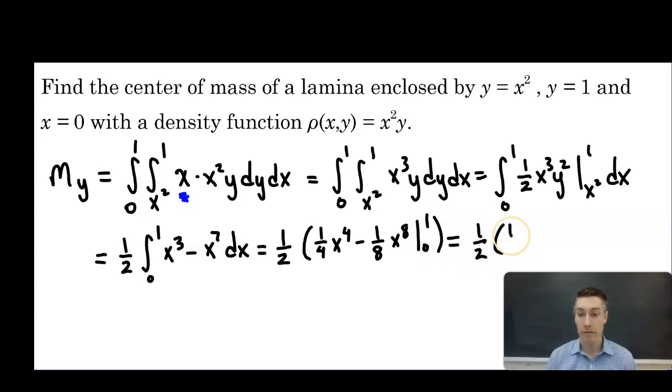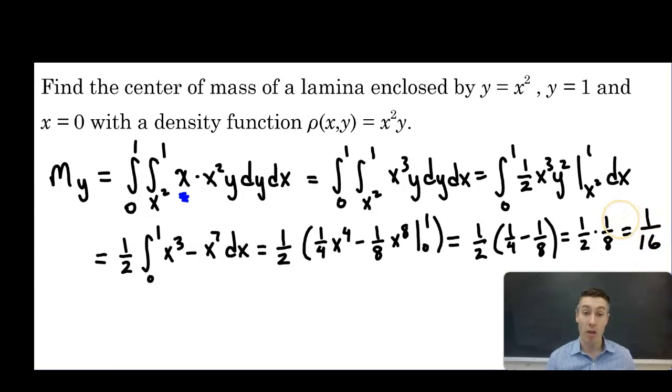So 1/2 and then times 1/4 minus 1/8 is 1/2 times, so 2/8 minus 1/8 is 1/8, 1/16. And we're going to need that value to find the x-coordinate of the center of mass. We'll hold off for a moment.